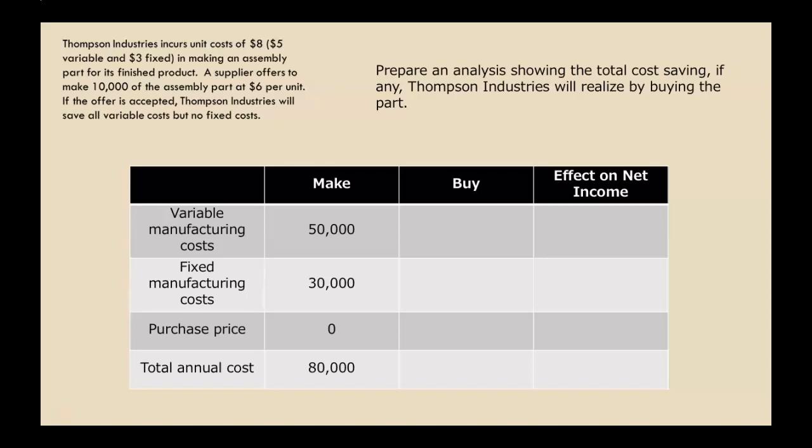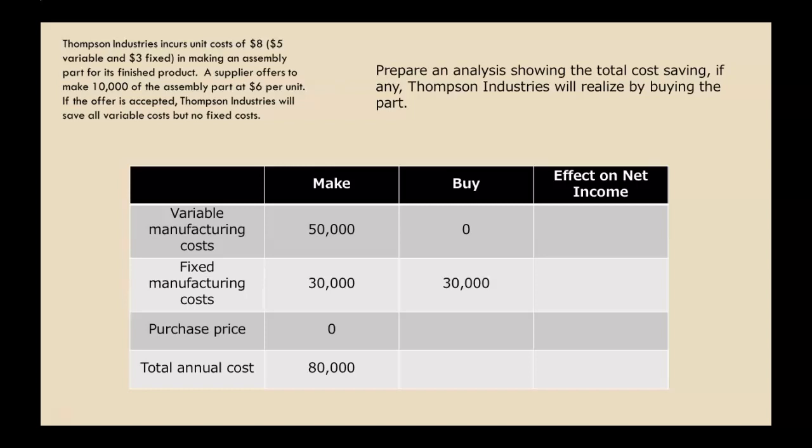Now, if we go over to the buy column, it tells us that if we accept this offer from a supplier and end up buying this product, we would save all of our variable costs, but none of our fixed costs. So we'll put a 0 here for variable, but we still have all 30,000 of our fixed.